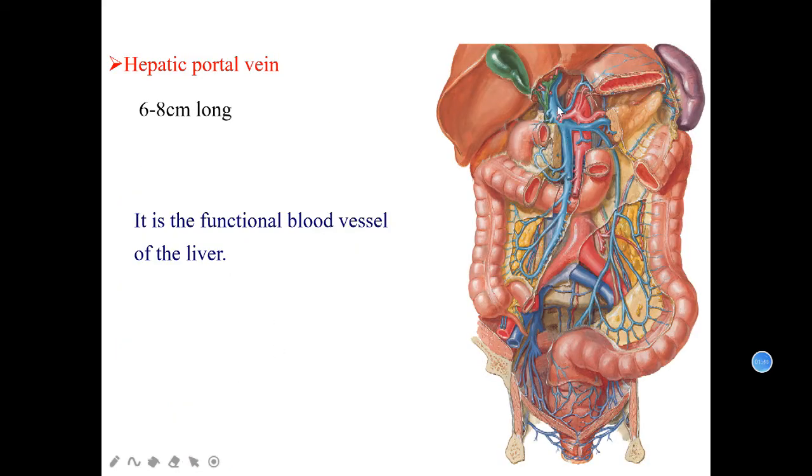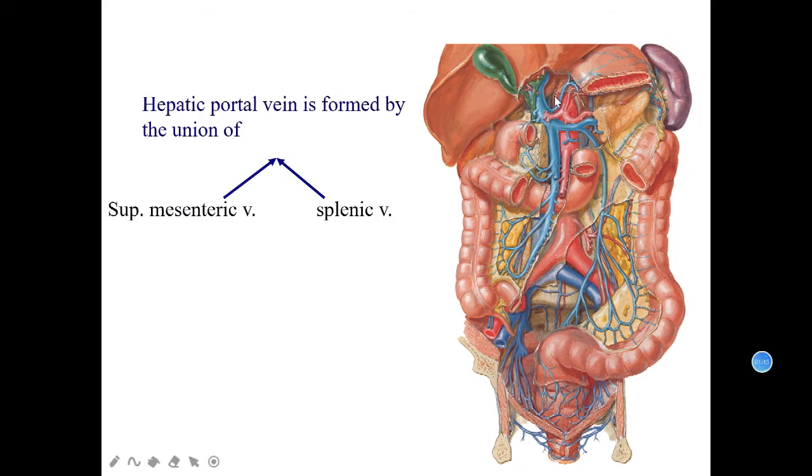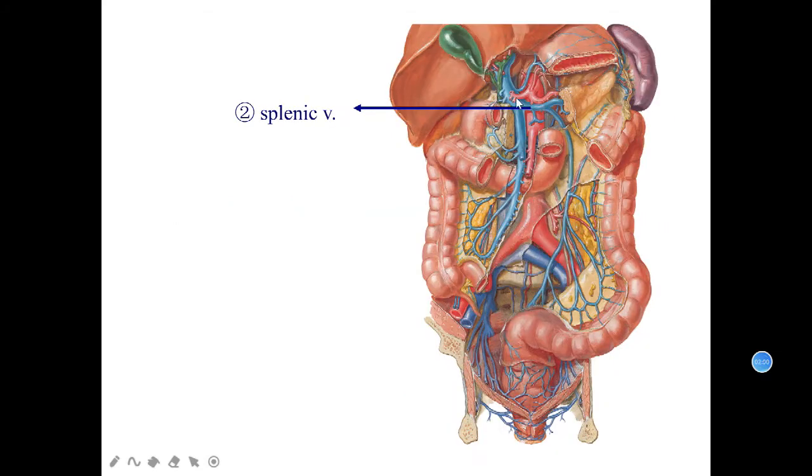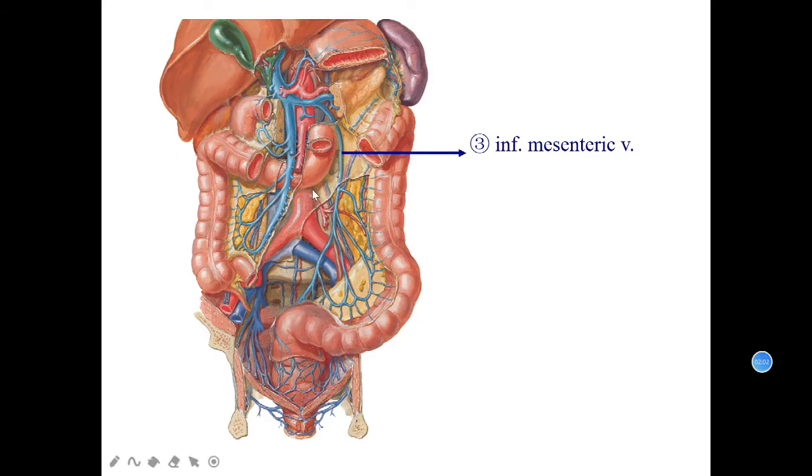About the hepatic portal vein, it's about 7 centimeters long, enter the liver. It's formed by the splenic vein and superior mesenteric vein. Now, there are 7 big tributaries of hepatic portal vein. The first is superior mesenteric vein. Second is splenic vein. The third is inferior mesenteric vein.